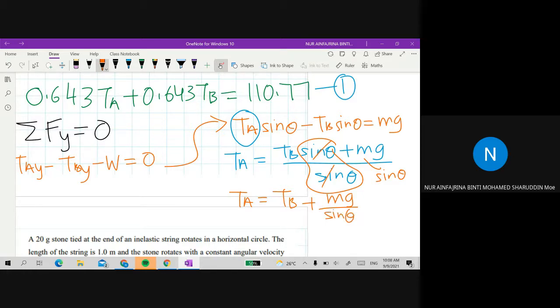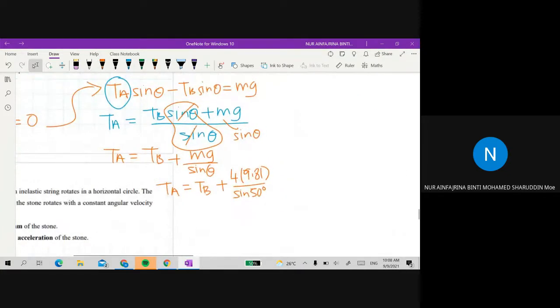Okay, boleh? So, sekarang korang akan dapatlah TA equals to TB. Mass korang berapa? Mass 4 kan? 4 times 9.81 darab dengan sin 50 degree. So, korang akan dapat one equation lah. Equation yang korang dapat tu adalah TA equals to TB tambah dengan 51.22. Ini equation nombor berapa? 2. This is our second equation.